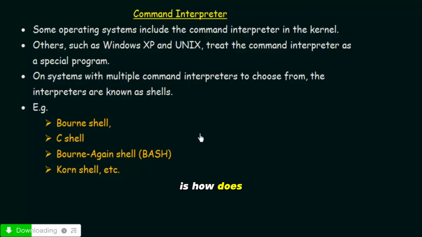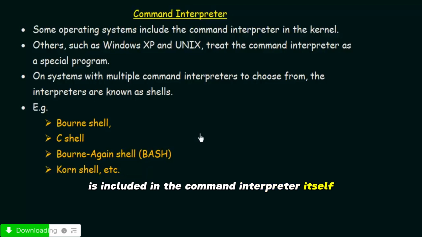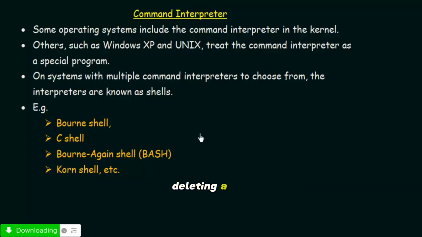Now the question is, how does the command interpreter actually perform the task that you enter using a command? There are two approaches in which the command interpreter executes a task. In the first approach, the code for performing a certain task is included in the command interpreter itself. Let's say that you want to perform a certain task, and the task could be anything. There are many tasks you can perform, like creating a file, deleting a file, copying or moving a file, renaming a file, or executing a file, and so on.